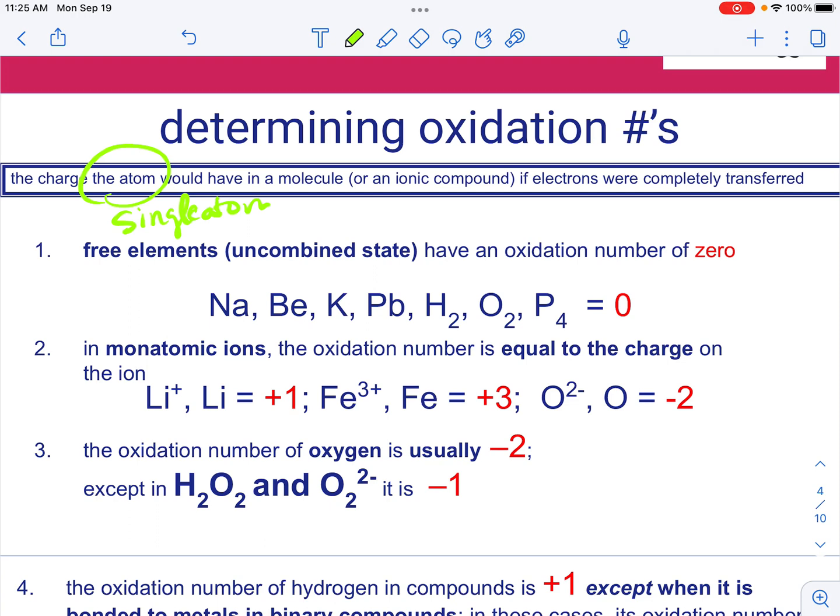So we're not talking about the total positive or negative value of that. We're talking about the value according to one atom of that type. And this is an important distinction. We'll talk through this as we're doing a few examples.